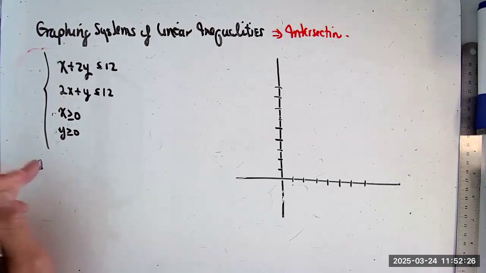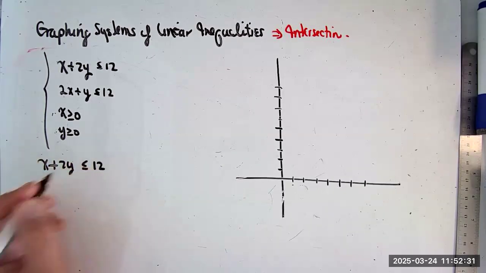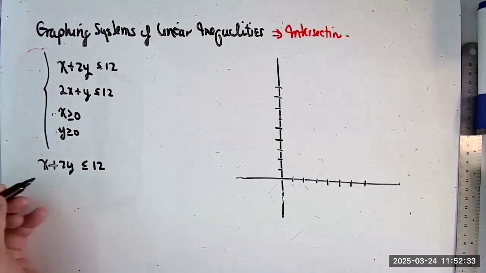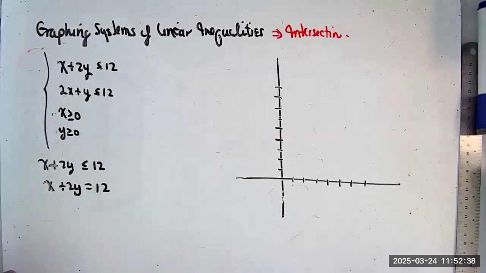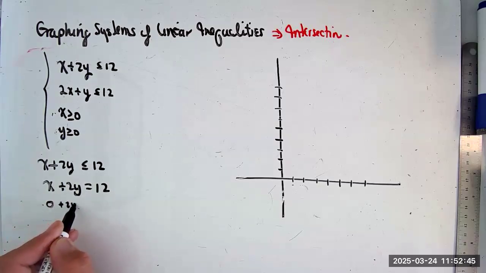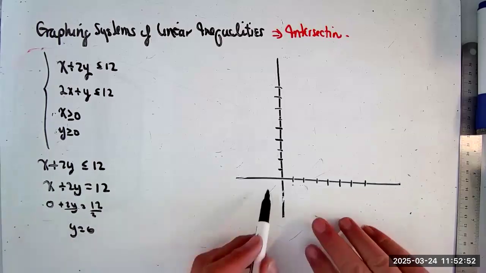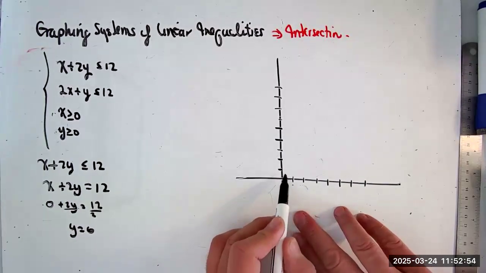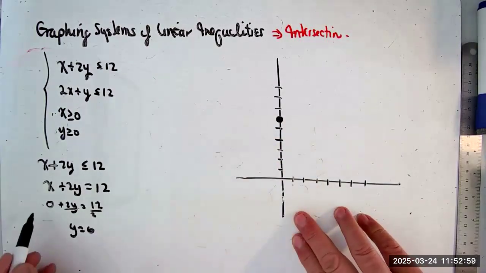So I have x plus 2y less than or equal to 12. My boundary line will be a solid line, x plus 2y equals 12. So when x equals 0, I have 0 plus 2y equals 12, divided by 2, y equals 6. So when x equals 0, y will be 6. 1, 2, 3, 4, 5, give or take over there.